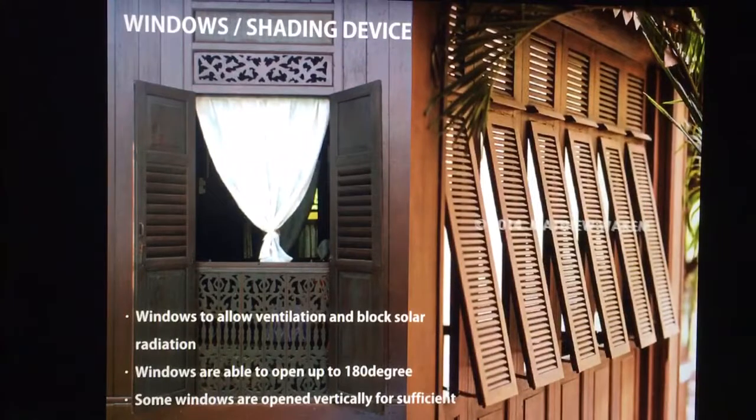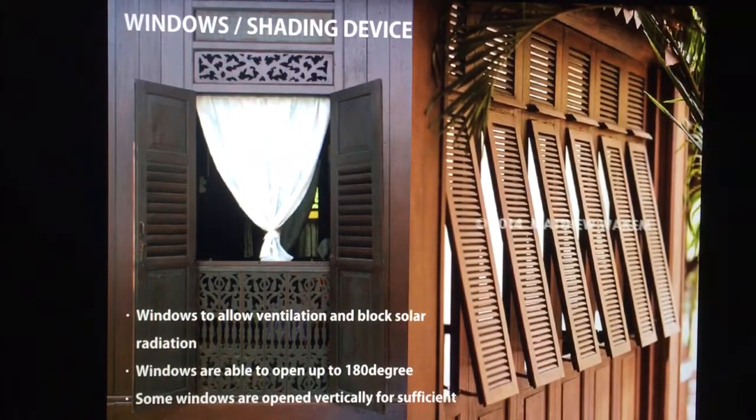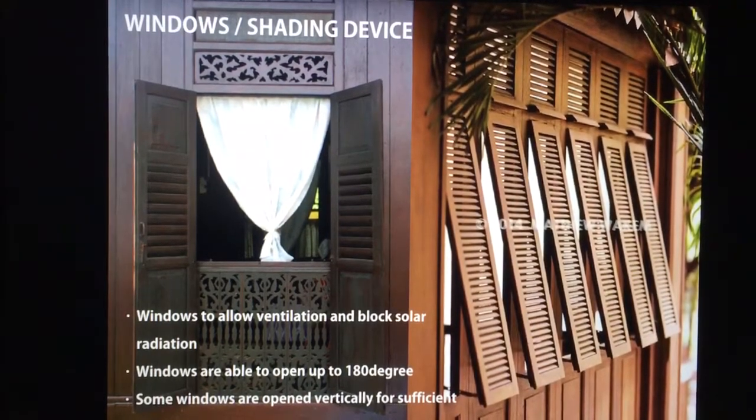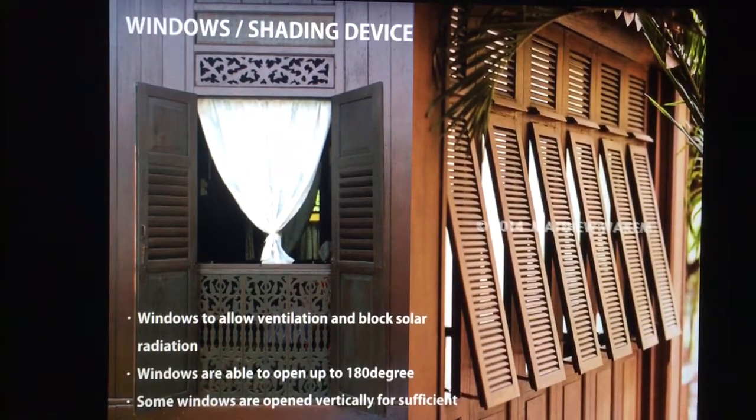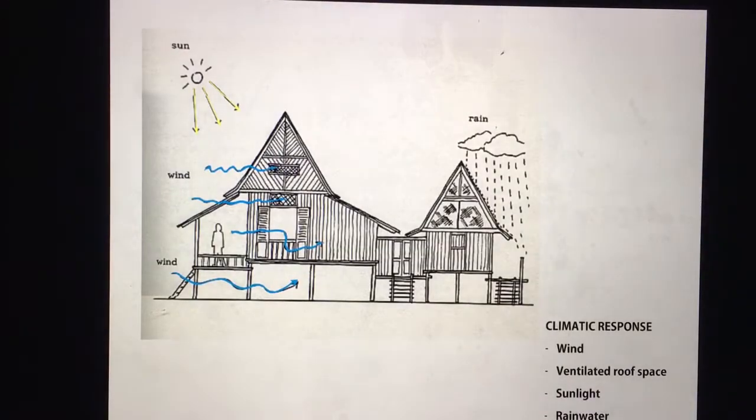The windows here are designed to allow ventilation and block solar radiation. They are able to open up in a variety of angles and usually up to 180 degrees. Some windows are open vertically for sufficient shading. The traditional Malay house has various designs that are inclined towards climatic response.